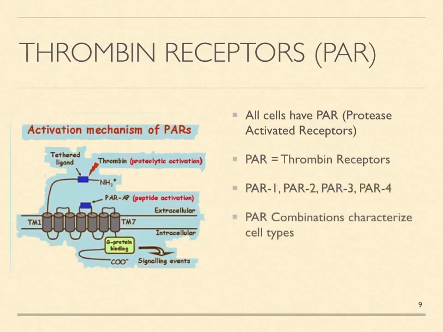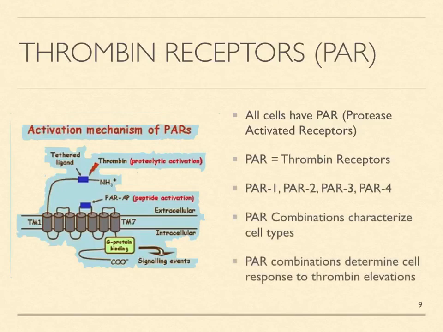Protease-activated receptors, or PAR, were unknown in the era of stress research. PAR are thrombin receptors. All cells have PAR on their surface. At least 4 types of PAR have been discovered thus far. These are known as PAR1, PAR2, PAR3, and PAR4. Individual cell types are characterized by PAR types and numbers that determine how the cells react to thrombin elevations.